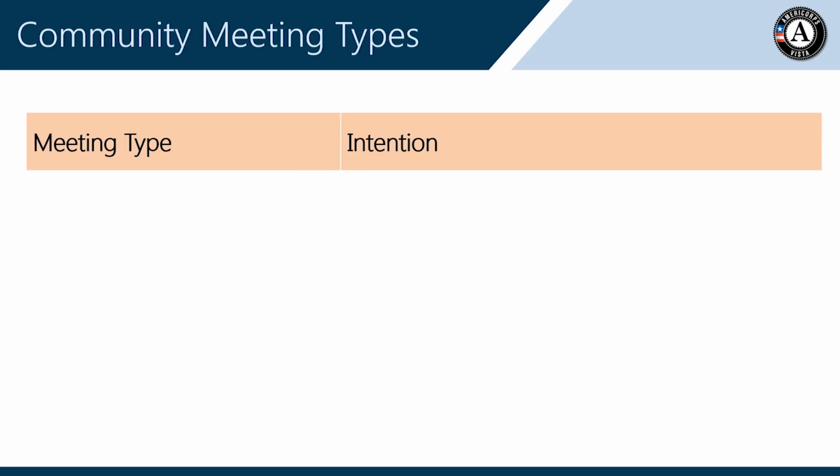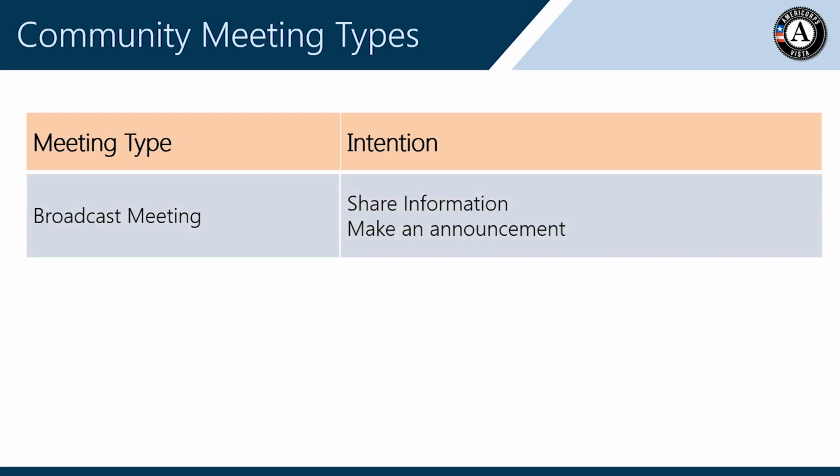In this video, we look at 3 types of meetings you might use in a community setting. The first is a broadcast meeting, where your intention is to share information with a group or make an announcement. An example would be an information session to explain healthcare options that are now available throughout the county.